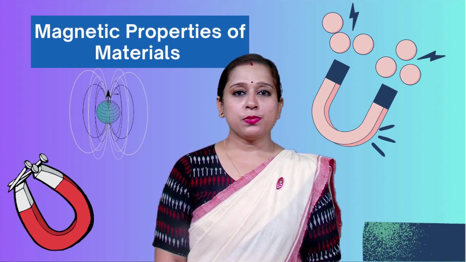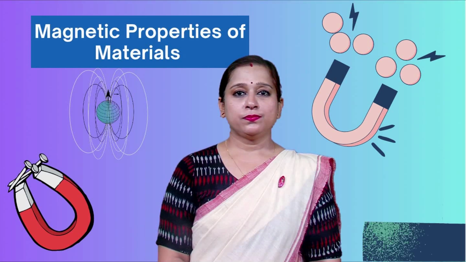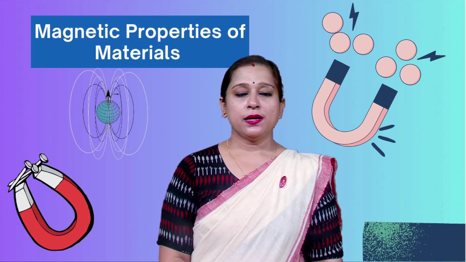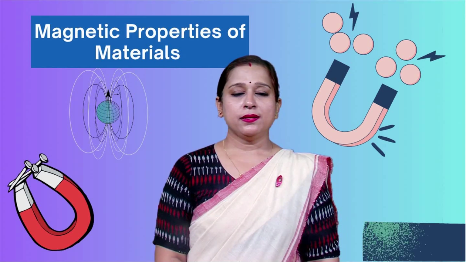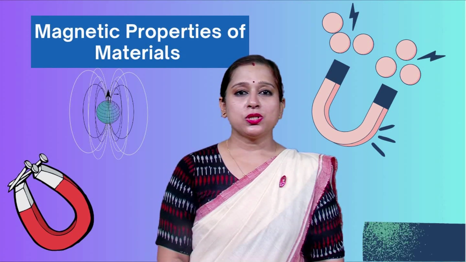Antiferromagnetic material shows a behavior which is said to be antiferromagnetism. This phenomenon of magnetic moment coupling between adjacent atoms or ions occurs in materials other than those that are ferromagnetic. In one such group, this coupling results in an antiparallel alignment. The alignment of the spin moments of the neighboring atoms or the ions in exactly opposite directions is termed as antiferromagnetism. Antiferromagnetism is a phenomenon in which, in case of the neighboring atoms or ions, they have similar and opposite magnetic moments.